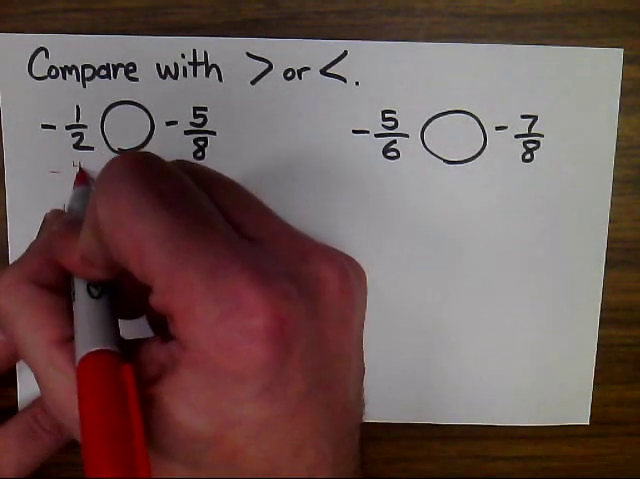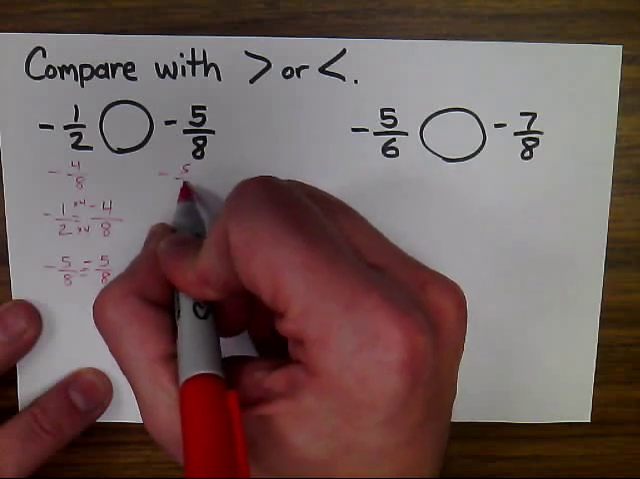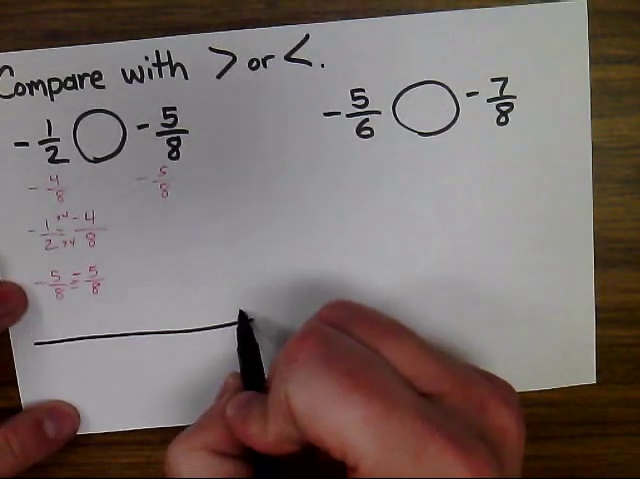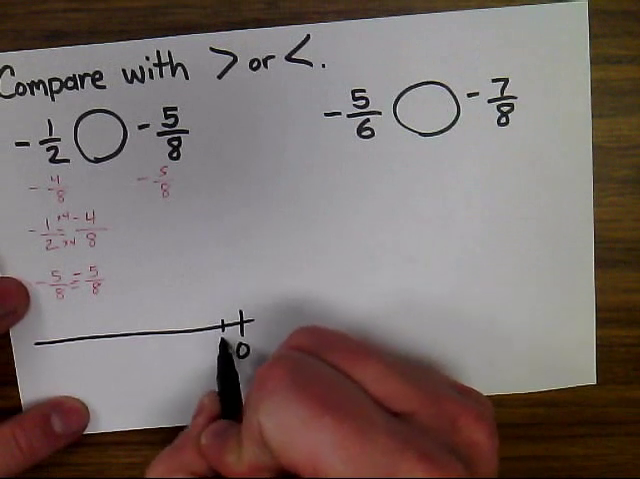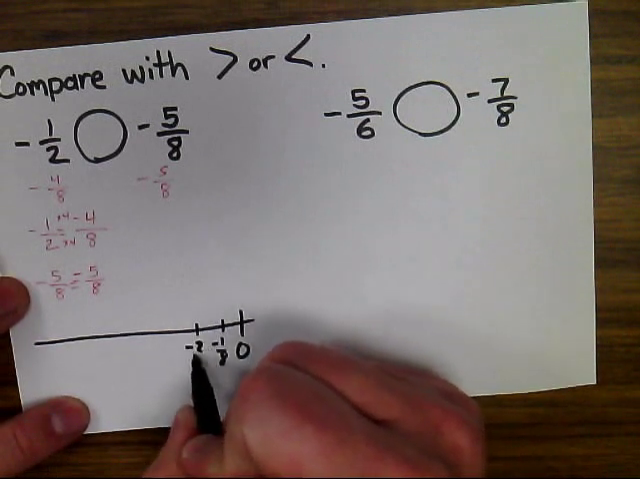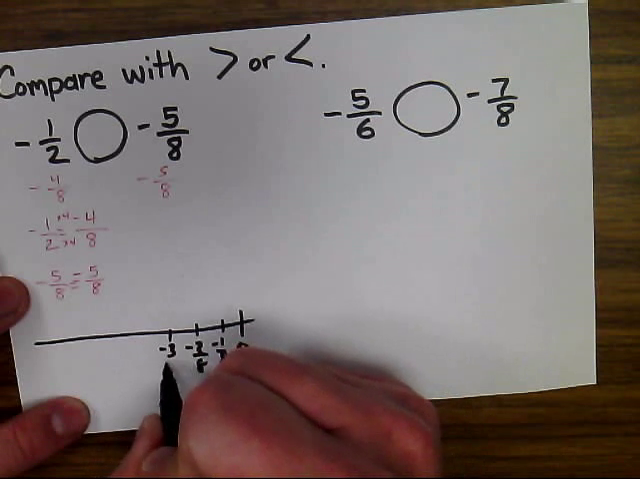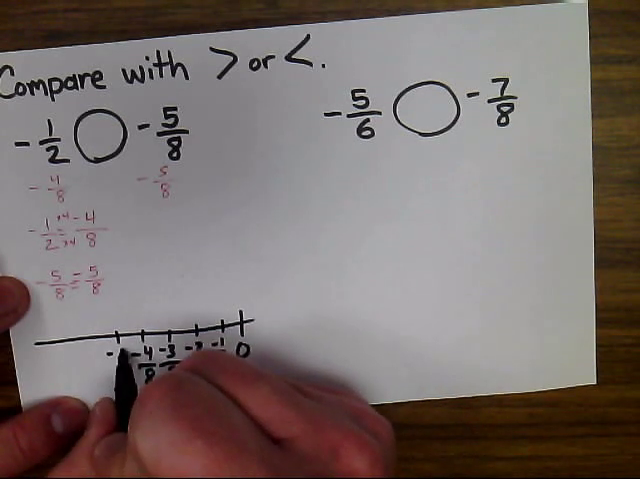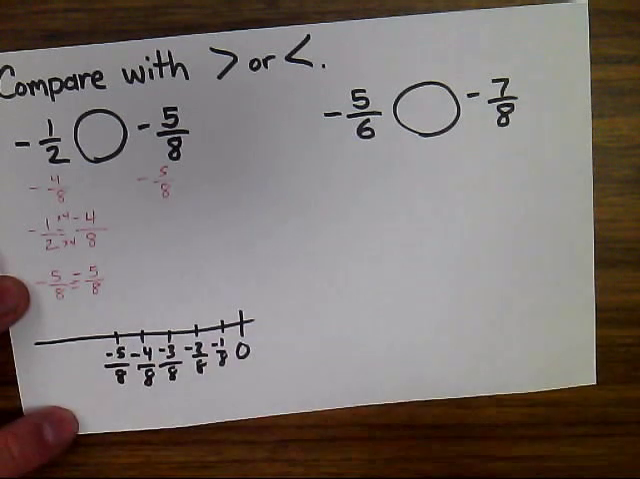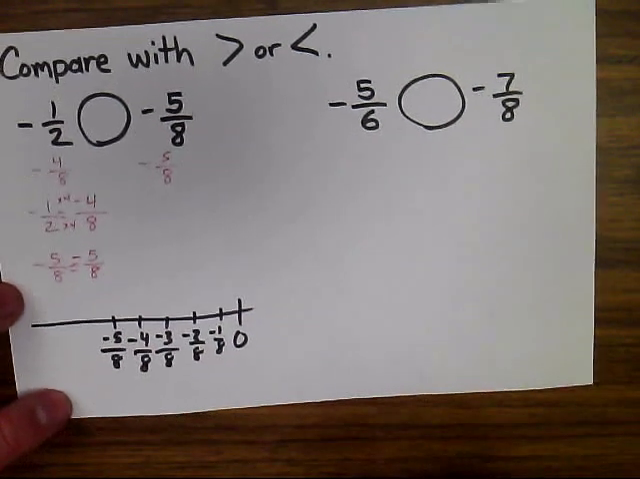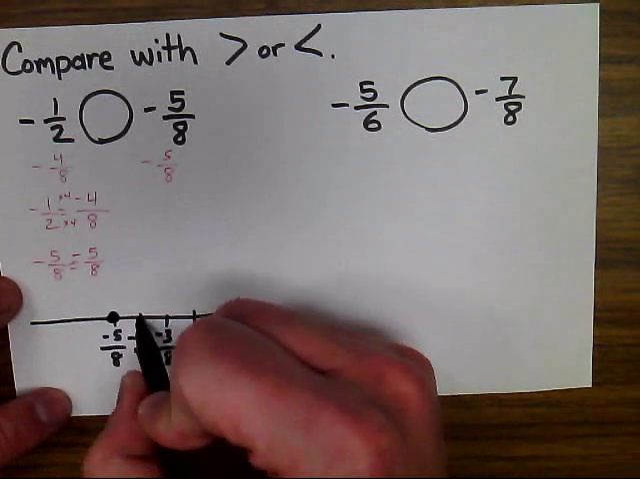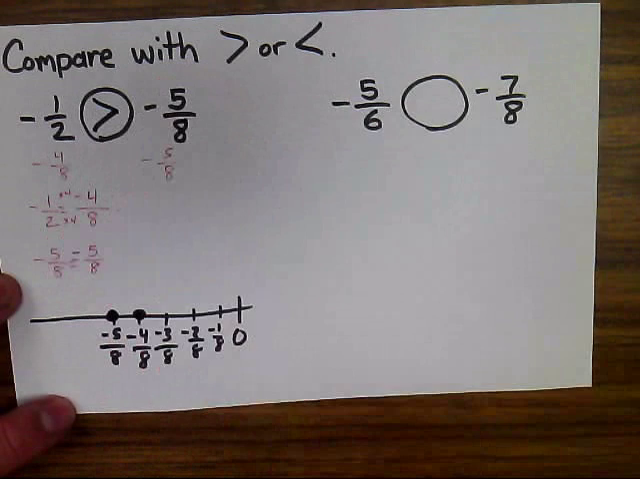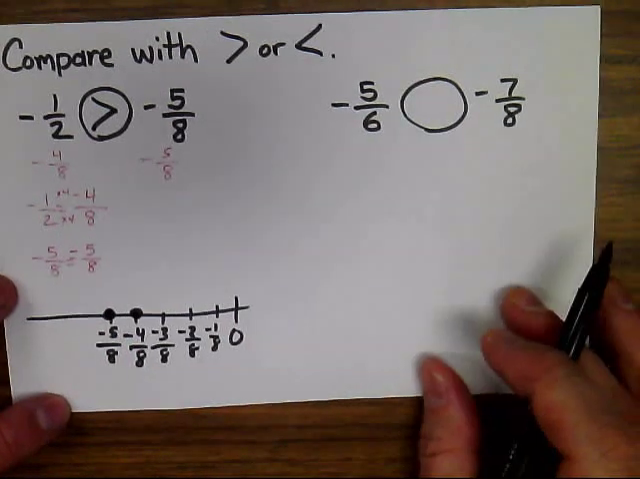So this would stay as -5/8, and this, I'm multiplying both terms by 4 to get -4/8. So if I'm comparing -4/8 to -5/8, again, I'm going to probably want a number line so I can see my work here. And so I'm going to do -1/8, -2/8, -3/8, -4/8. And you can see I'm not super concerned with my handwriting as much as I am with making sure that I can see where the numbers fall on the number line. -5/8, -4/8. Clearly -5/8 is smaller, which means the correct answer here is -1/2 is greater than -5/8.